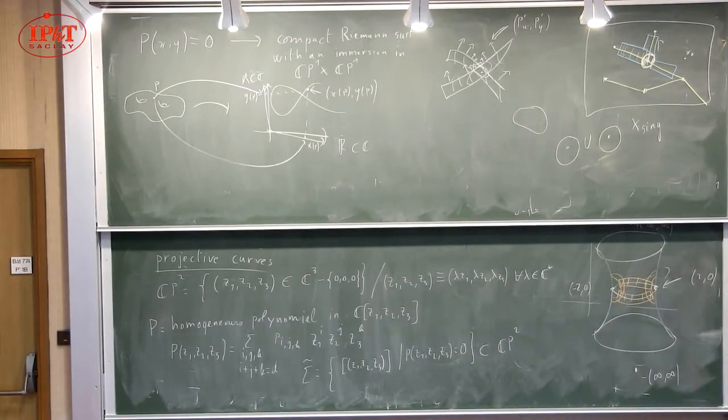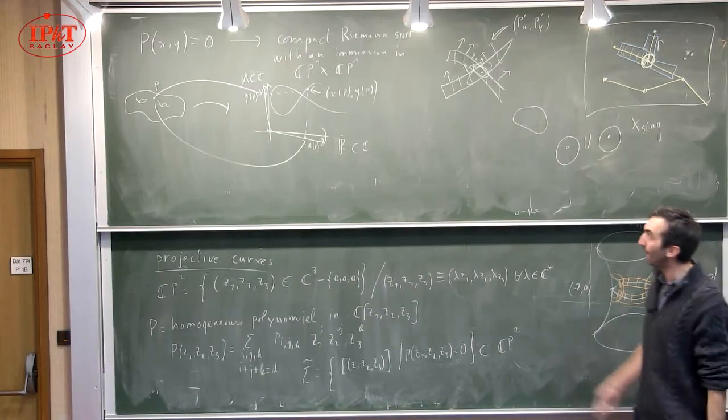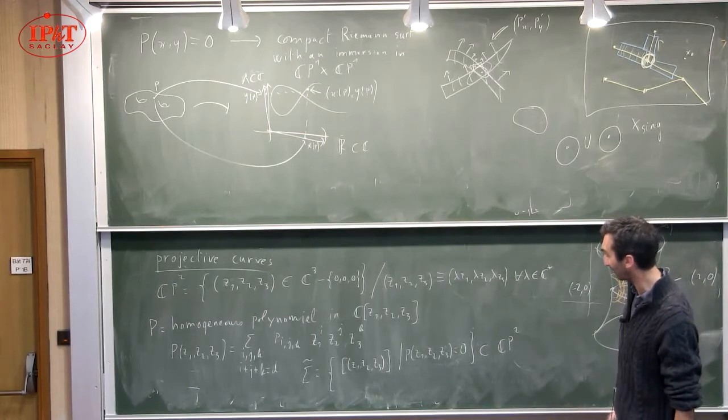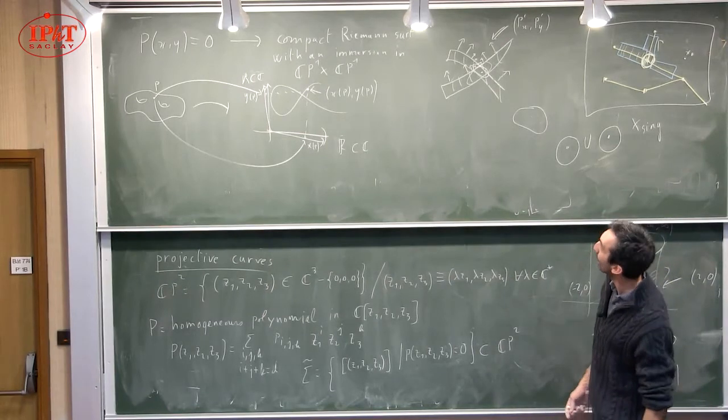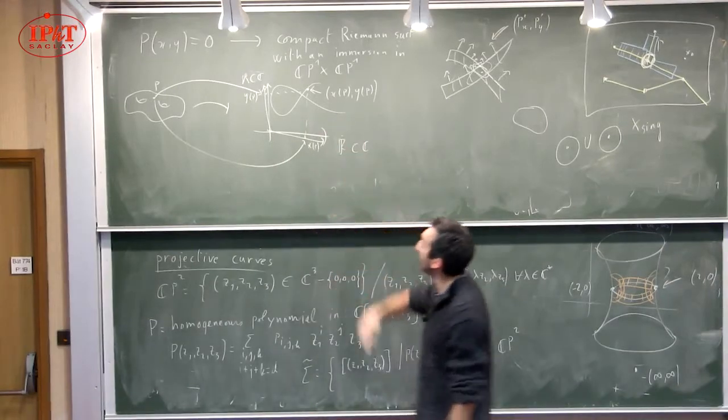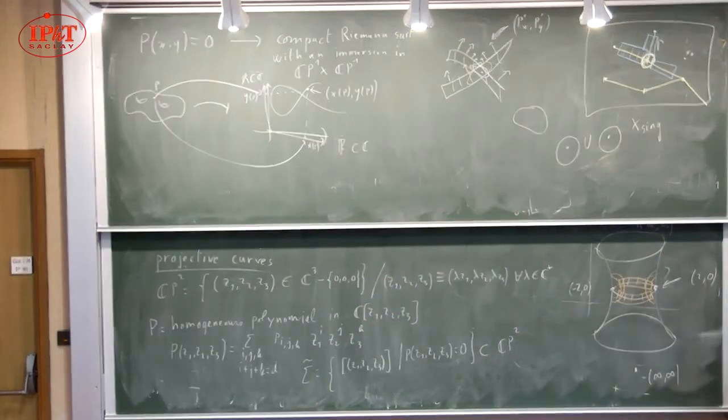So now the advantage is that CP2 is already compact. So you are sure that you will get something compact. But again, you have the problem of nodal points, which means that locally it can be non-Euclidean. So you still have to desingularize it. I said that you can embed the curve in CP1 cross CP1, but you can also immerse it in CP2.